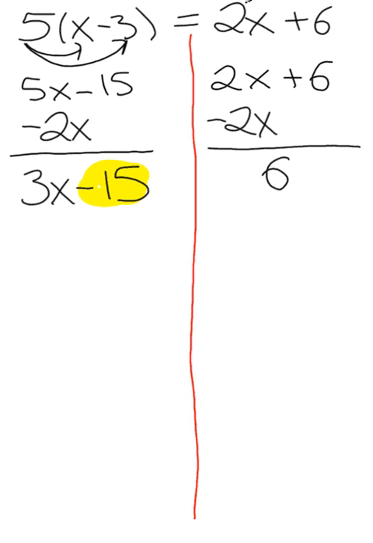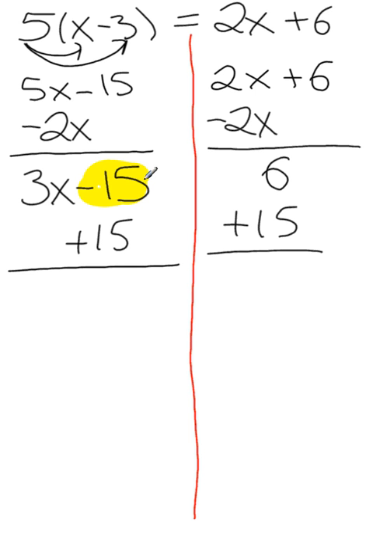Since we are subtracting 15, I'm going to do the exact opposite. I'm going to add 15 to both sides of this equation. Now, if you're taking away 15 and adding 15, those are going to cancel each other out, and we're just going to be left with that 3x. On this side, 6 plus 15 is 21.